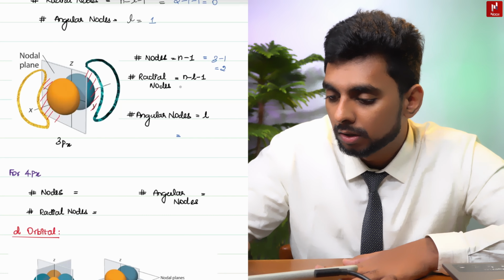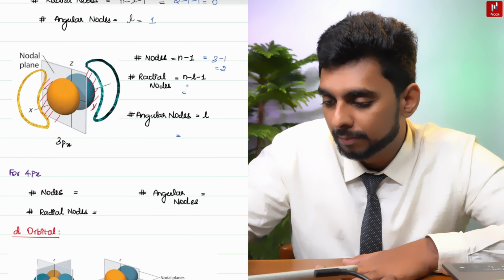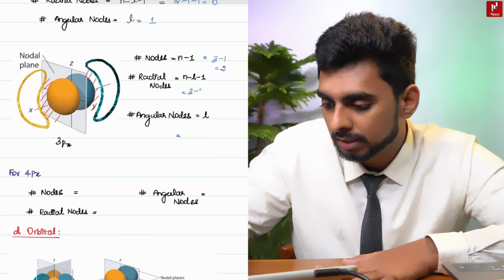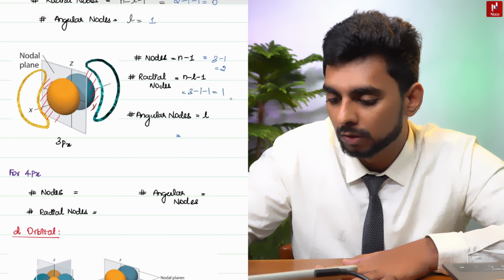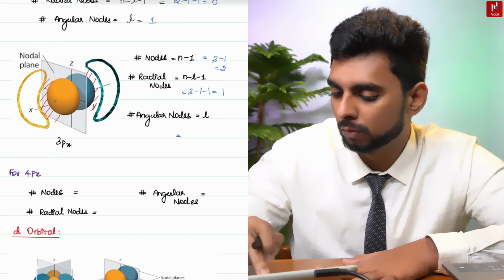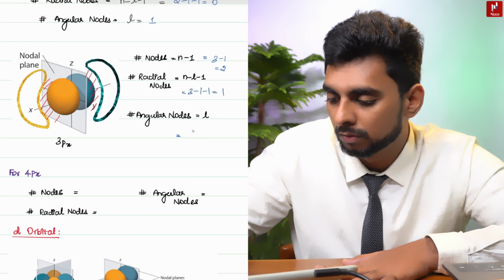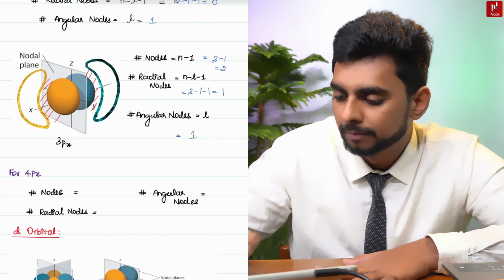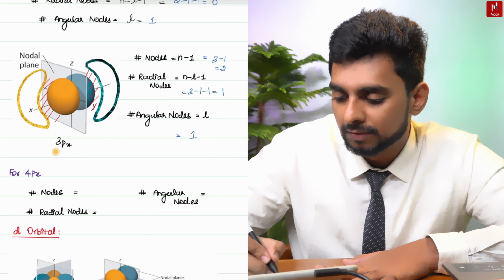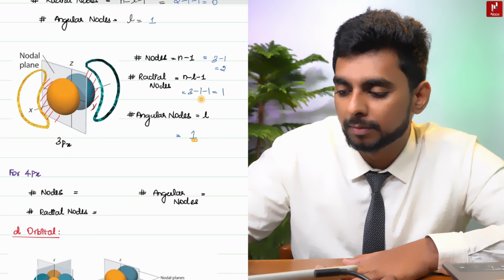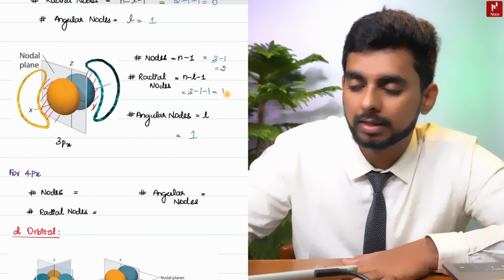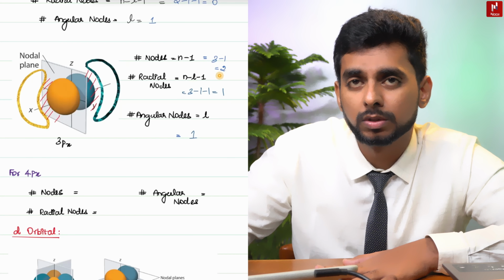So to get the radial node, what I can do is n minus L minus 1, that will give me 3 minus 1 minus 1, which will give me 1. So one radial node is possible. Obviously one radial node was there. Same way one angular node should be there. Okay, so here with the case of 3px, the number of angular node was 1. Same way, the number of radial node was 1. Together it constituted total number of node, which was 2.